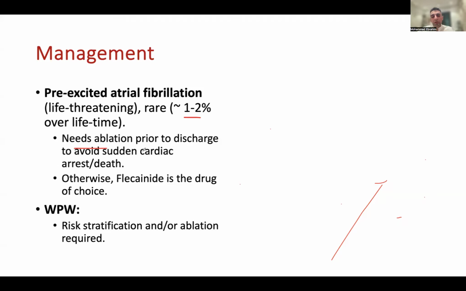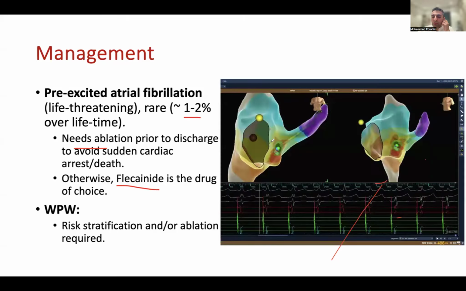Let's say you cannot ablate for whatever reason, your flecainide is your drug of choice. But in general, like we said, with WPW we always try to ablate the patient, especially if there are no obvious very low risk characteristics. And in this case, we actually ablated the patient. As you can see, the QRS changes from pre-excited to non-pre-excited during RF ablation.